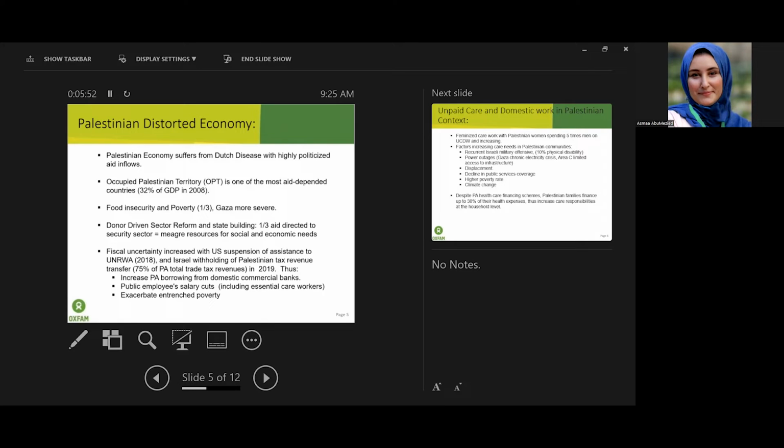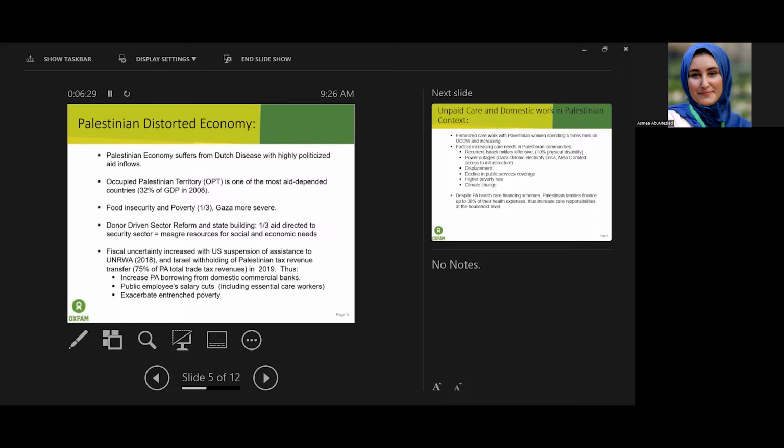Now, also prior to the pandemic, the Palestinian Authority has faced a lot of fiscal uncertainty. Now there are many factors that have increased that uncertainty. One is related to the U.S. suspension of assistance to UNRWA, but also Israeli withholding of Palestinian tax revenue transfers, which constitute about 75% of the total trade revenue in 2019 and also 2020.